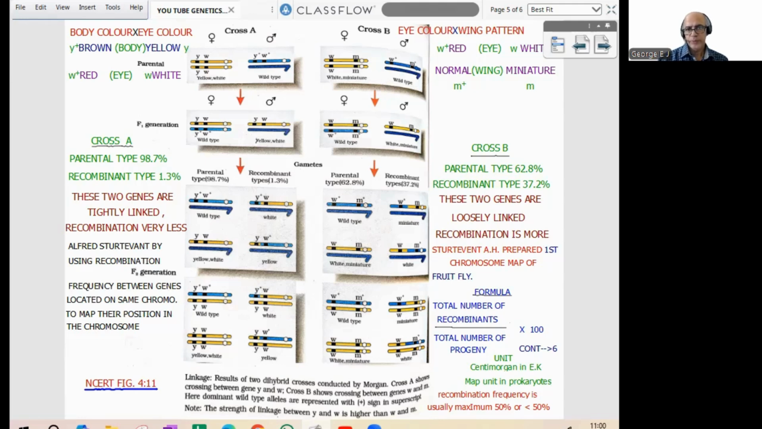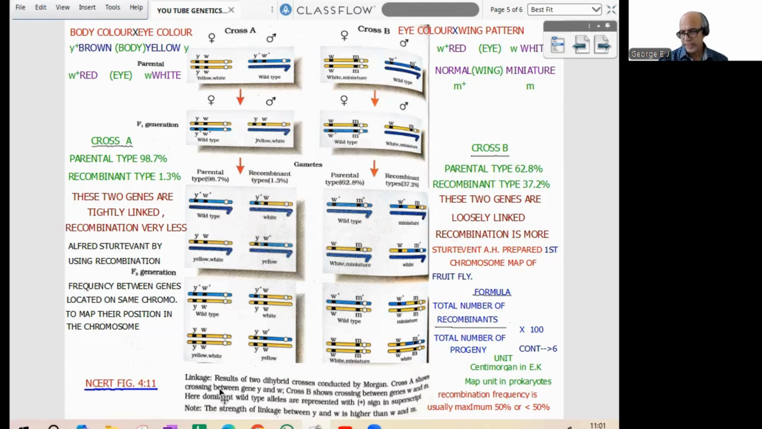Now, the second one, cross B. What are the characters I have written here? Eye color and wing pattern. Wing pattern is normal. Normal means wild type or dominant, M plus, and miniature means recessive, small. Same type of cross. Here also you can find the female is recessive, just like this one. The male is dominant. When we come to F1, the female is dominant and the male recessive, and these two will be crossed. You will be getting 4 parental type and 4 recombinant type, just ditto like this.